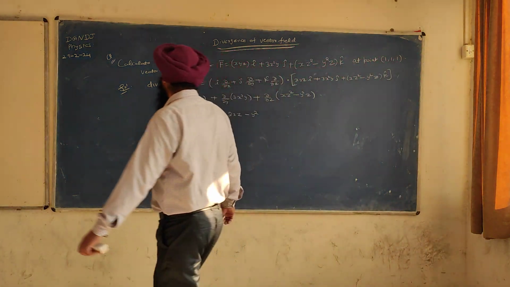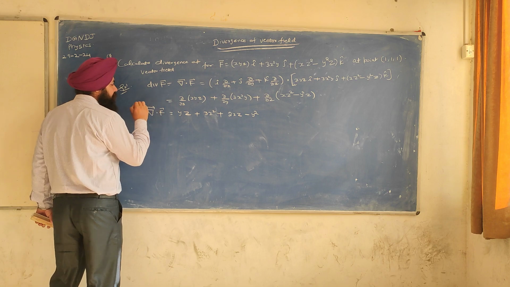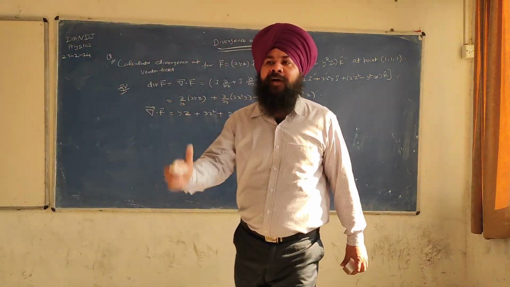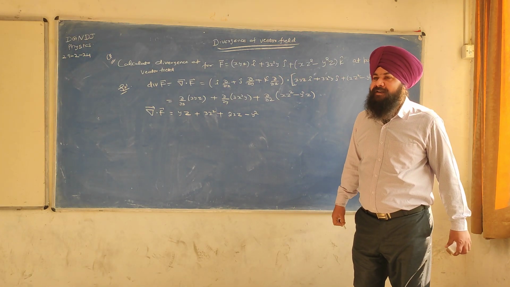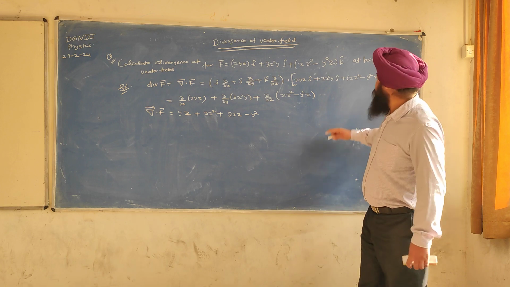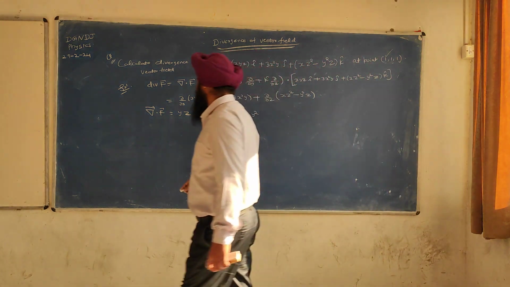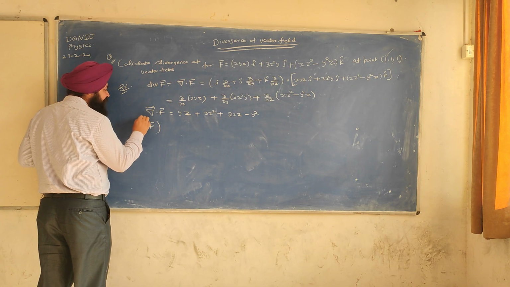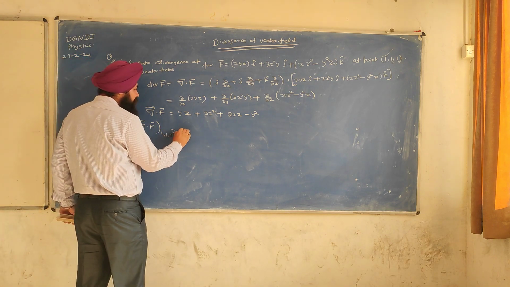So this is the divergence of f. But I have to find out the divergence at this point. So what I will do? I will use, this is the x value, this is the y value, this is the z value. So divergence of f at point 1, 1, 1 is equal to 1 into 1.